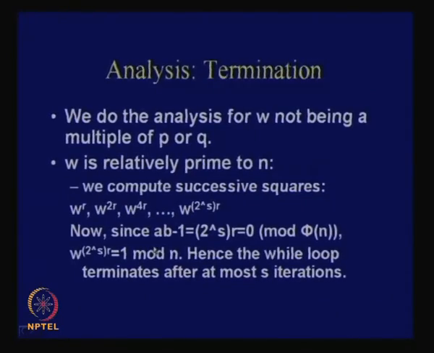So, V is the first value for which the while loop breaks. Therefore, the previous value, that is V0, cannot be congruent to 1 mod n. Okay, so this is quite okay.